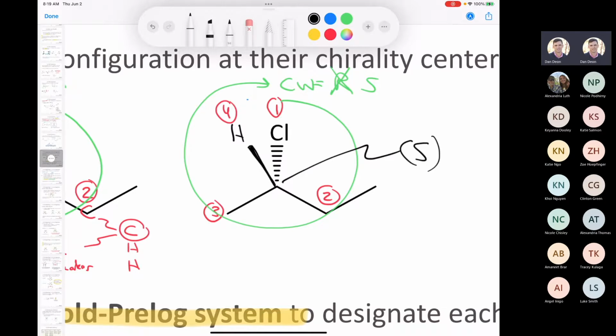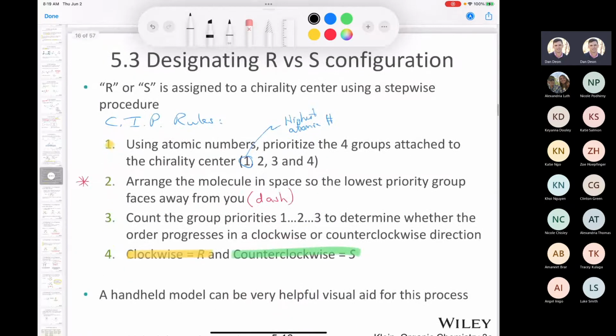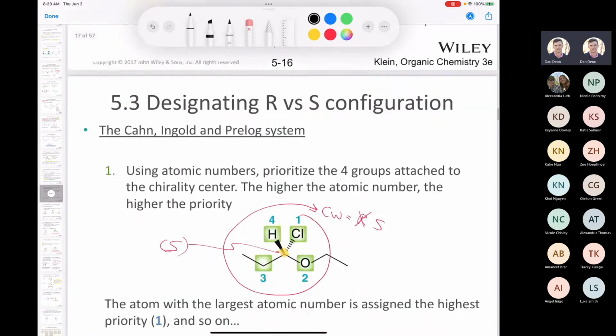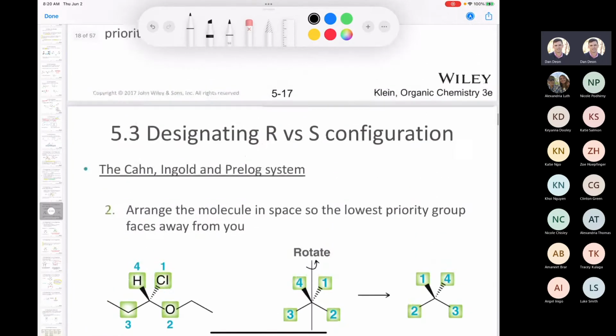Give me a thumbs up if you follow me on that. Or stop me if you have a question on that. All right, cool. So that's how we assign stereogenic centers using the Cahn-Ingold-Prelog rule. So that's what I went over here. And it says, using handheld models can be really handy.